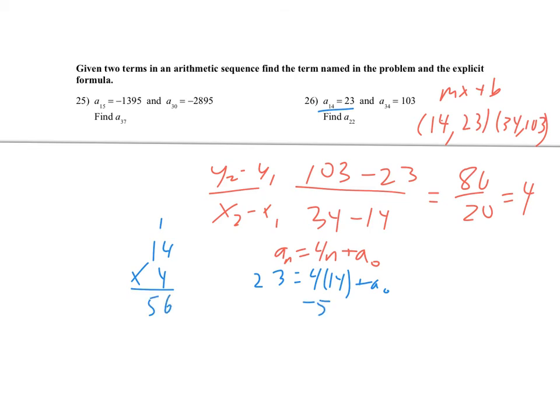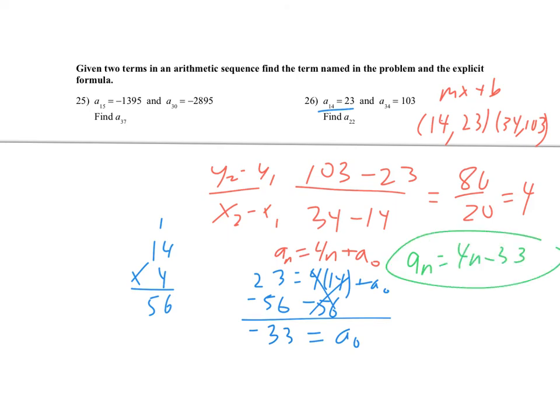56. So I'm just going to subtract 56 from both sides, and that'll cancel that out. And I get a sub 0 as negative 33. All right, so now I can write my formula here. A sub n equals 4n minus 33. And I'll go ahead and plug in 22 now. 4 times 22 minus 33. That's 88 minus 33, so that'll be 55.